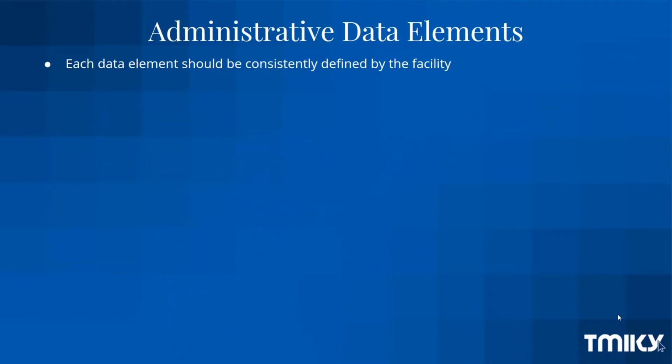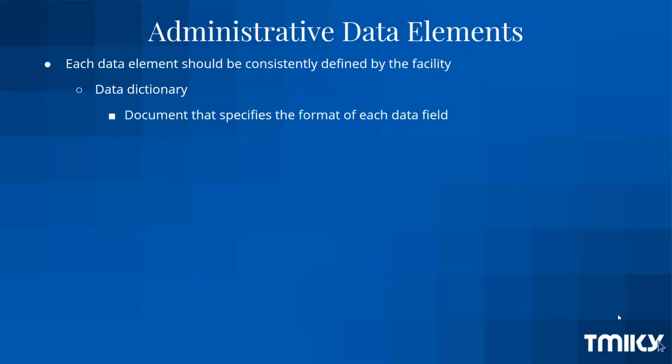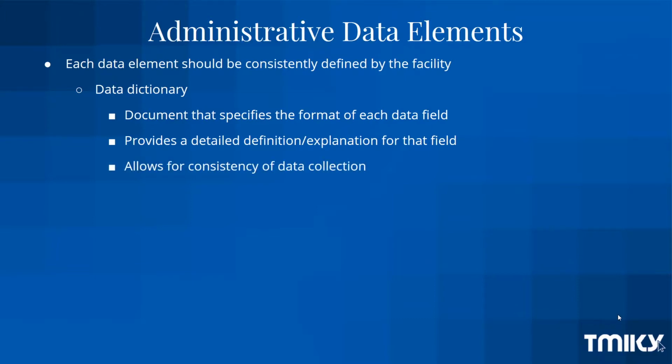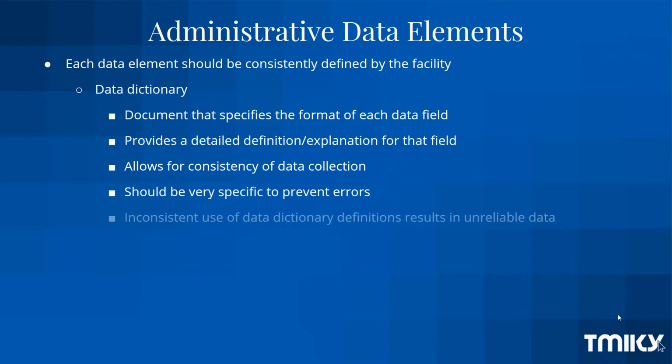It's important that each data element be consistently defined by the facility. For example, a data dictionary. This document specifies the format of each data field. It provides a detailed definition and explanation for that field. It also allows for consistency of data collection and should be very specific to prevent errors. Lastly, the inconsistent use of data dictionary definitions results in unreliable data.